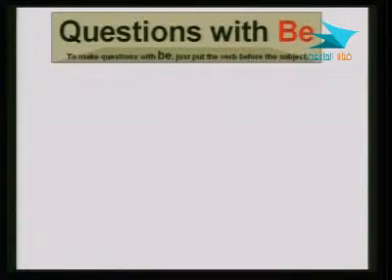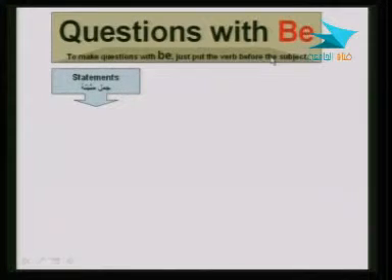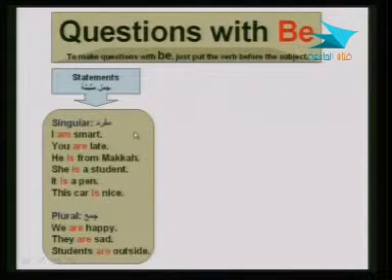Okay? Next slide. We also make questions with be. To make questions with be, just put the verb before the subject. And we have looked at some examples just before this slide. Look at some statements first. Affirmative sentences. I am smart. You are late. He is from Mecca. She is a student. It is a pen. This car is nice.